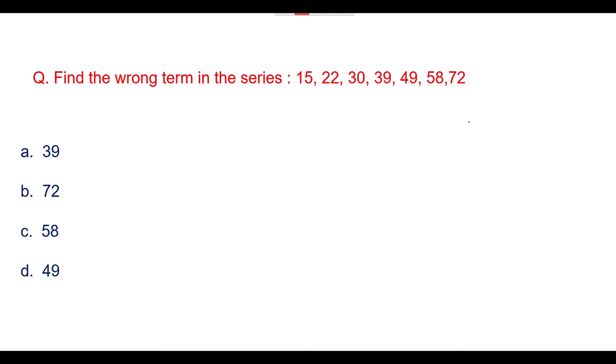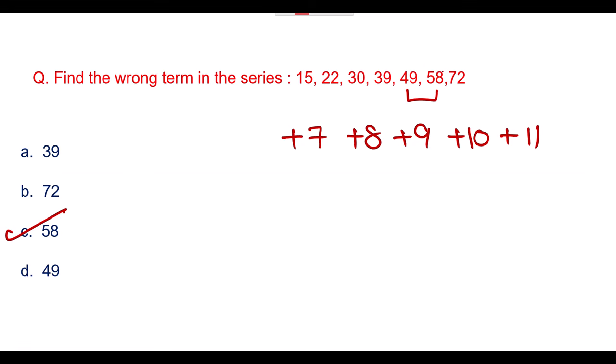Yes, so let's see. 15, 22, 30, 39, 49, 58, 72. It's like plus 7, plus 8, plus 9, plus 10, plus 11. It should be 60. If this is 60, then plus 12 will come.